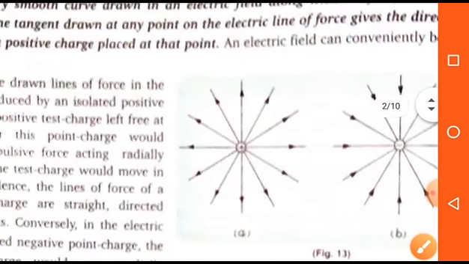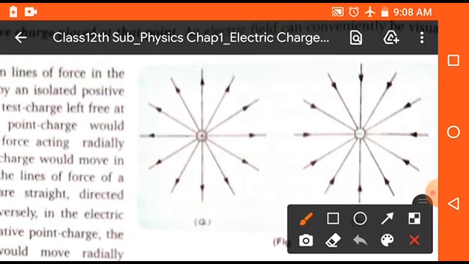Now, how can we determine the direction of electric field due to charges? If the charge is negative, then the direction of electric field will be towards the charge, and if the charge is positive, then the direction of electric field will be outward from the charge.